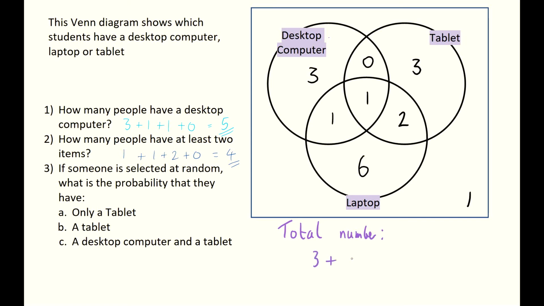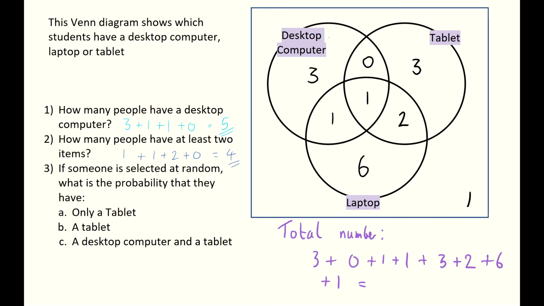Let's go from the top left. I've got 3 plus 0 plus 1 plus 1. They're all my desktop computers done. Onto my tablets, I've got a 3 and a 2, and then a 6 for my laptop. And lastly, do not forget this 1 person down here. This 1 person represents someone who doesn't have any of those 3.